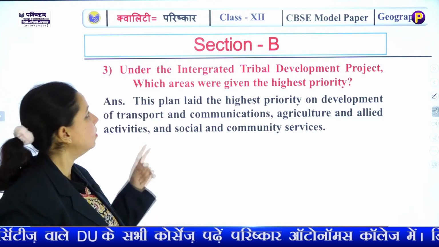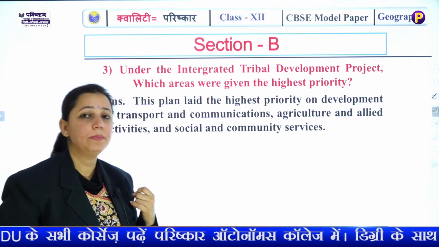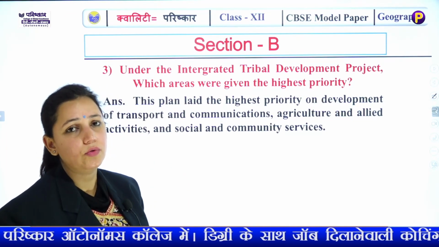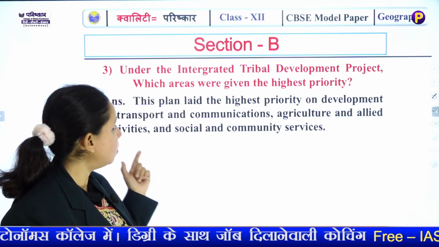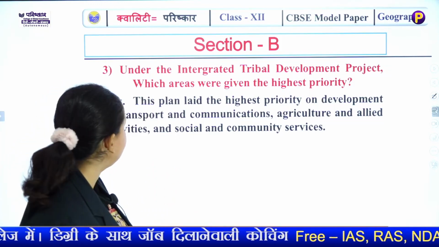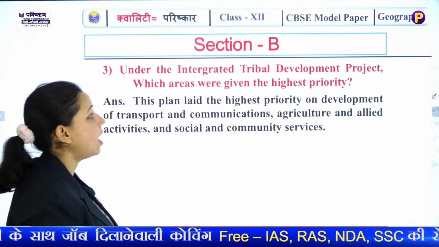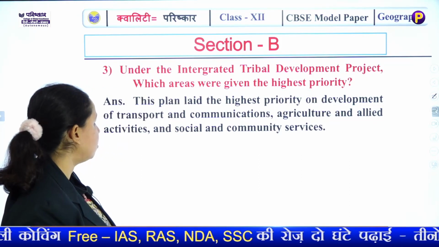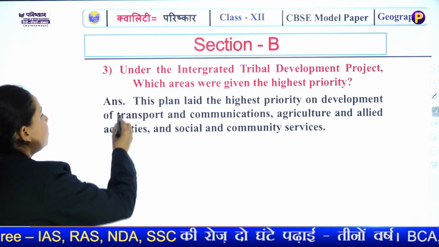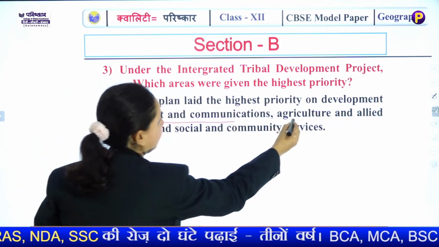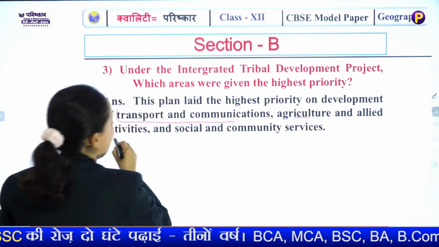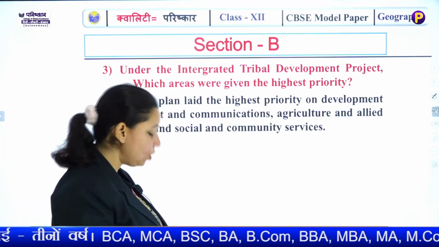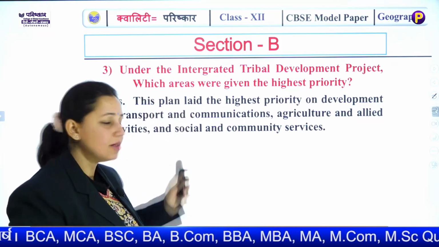Under the Integrated Tribal Development Project, it is talking about a project. In the later paragraph you can find about this Integrated Tribal Development Project: which areas were given the highest priority? This plan laid the highest priority on the development of transport, communication, agriculture and its related activity, social and community service. I can show you in the passage itself, the answer is given.